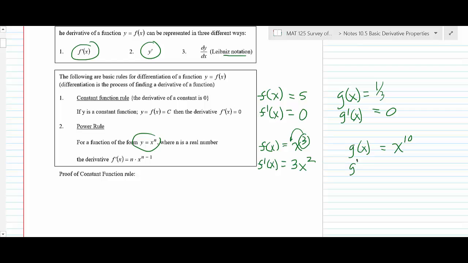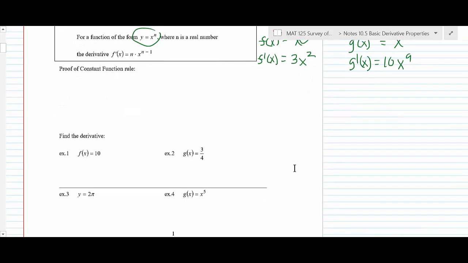So what would be the derivative on the next one? You do the same thing. 10x to the 9th, right? Knock the exponent off, take away 1 from the exponent, problem done. So that's really nice. You're going to do that throughout the class over and over and over again. So you want to know how to do that.